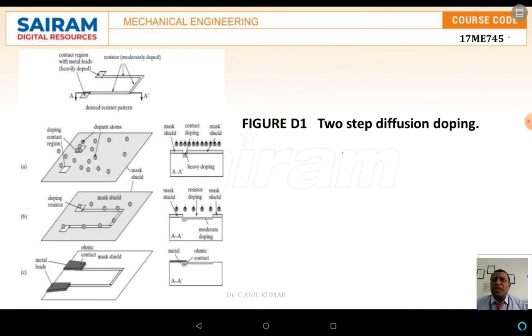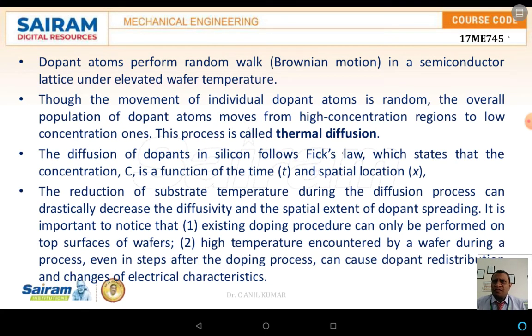Now here the schematic diagram explains that the black-colored part, where the metal leads are, has a higher dopant concentration, and the rest of the portion has a lower one. See, now here the dopant atoms perform a random walk, especially in the case of semiconductors. The dopant atoms move from a high concentration region to a low concentration region. This process is called thermal diffusion.